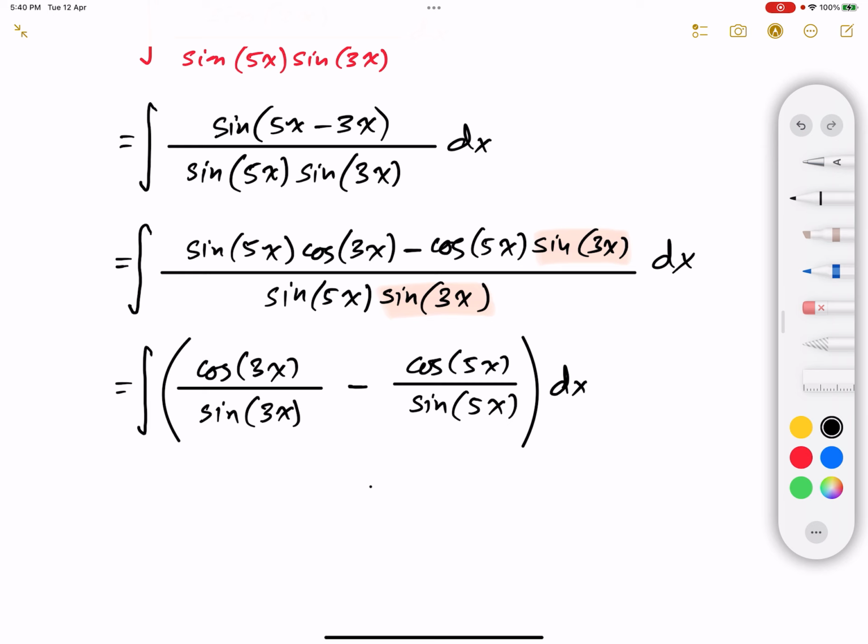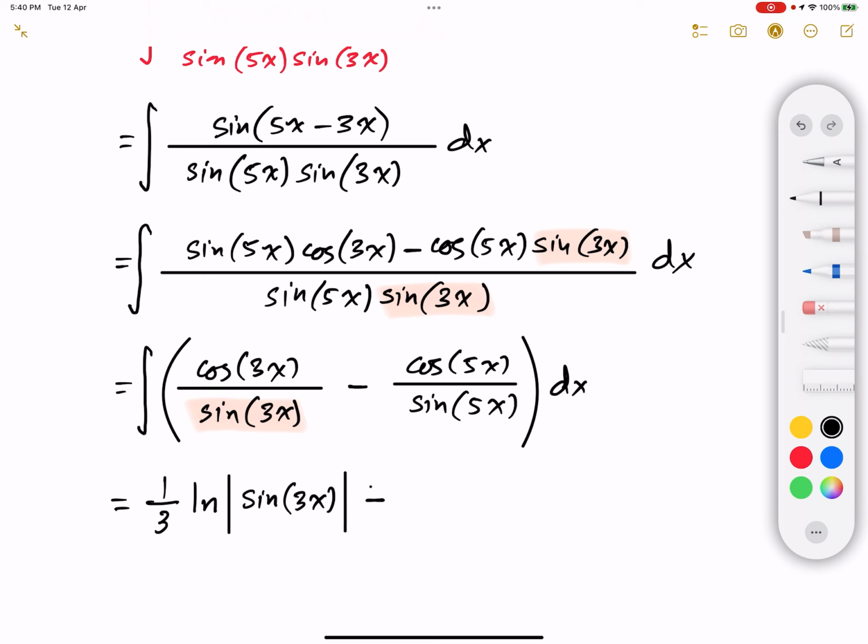Now the integration has become very simple and straightforward. In each of the two terms, the derivative of the denominator is basically in the numerator, but we're missing some factors. For example, the derivative of sine of 3x is 3 cosine 3x, so we're missing 3 in the numerator. We can multiply by 3 and divide by 3, and that gives us the integration of the first term, which is 1/3 the natural logarithm of the absolute value of the denominator, which is sine of 3x.